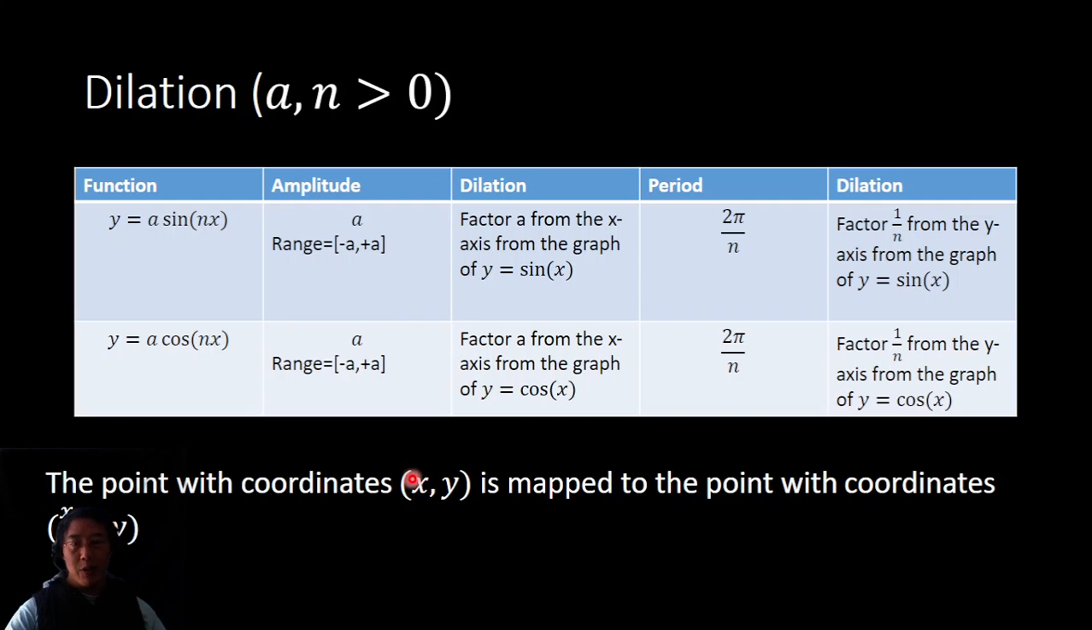To summarize that, when you have a point (x, y) from either y equals sine of x or y equals cos of x, and you have your dilation factors a and n, the mapping is to (x over n, a y). That's going back to when we used matrices and the mapping of coordinates or mapping relations. That's how it's linked back to that.